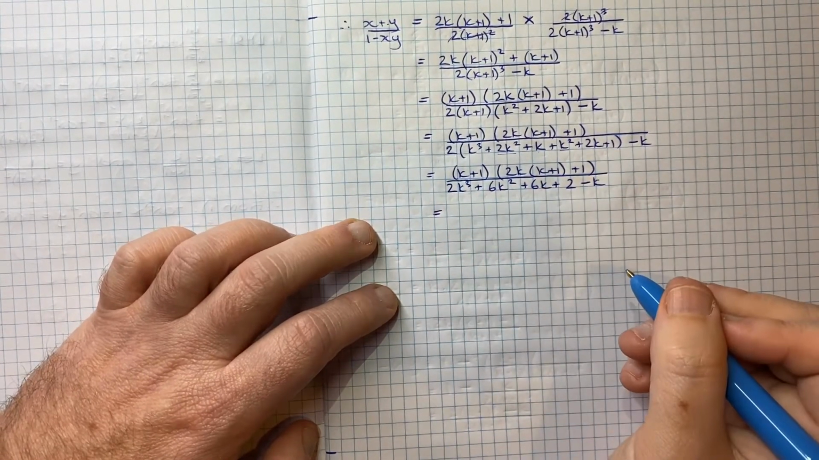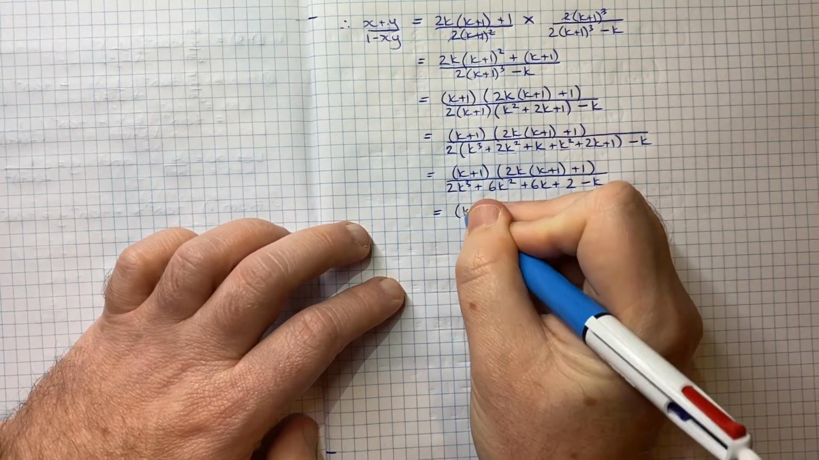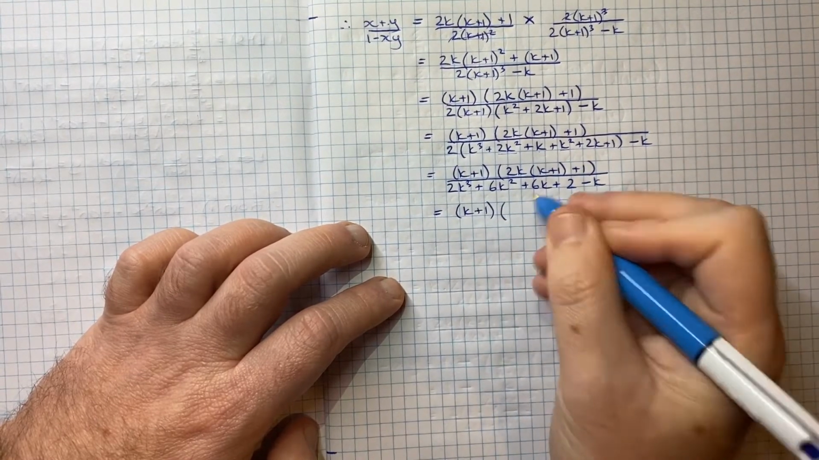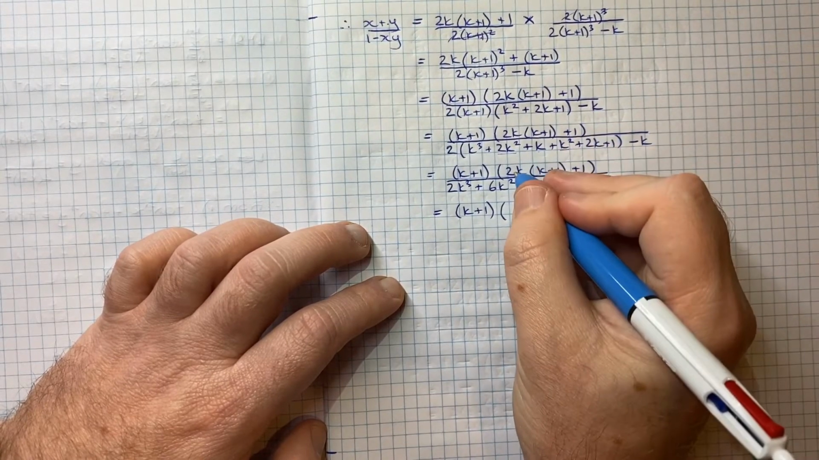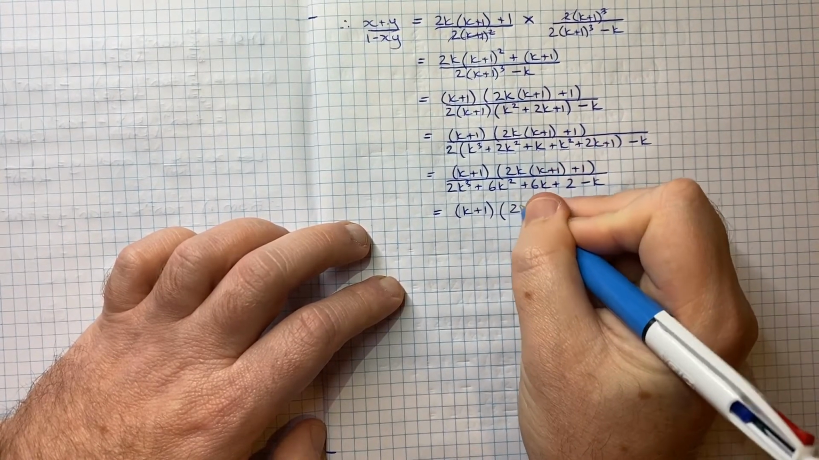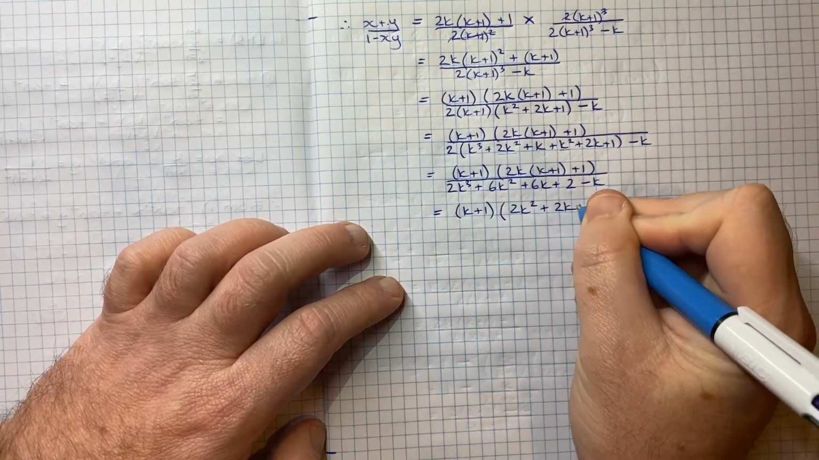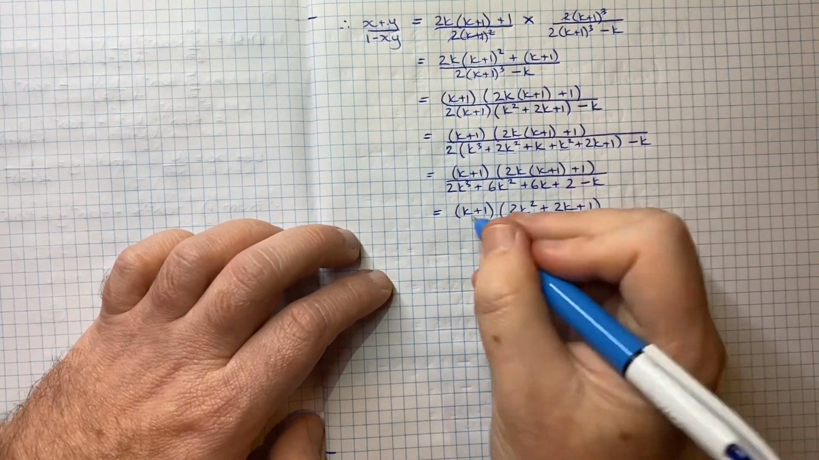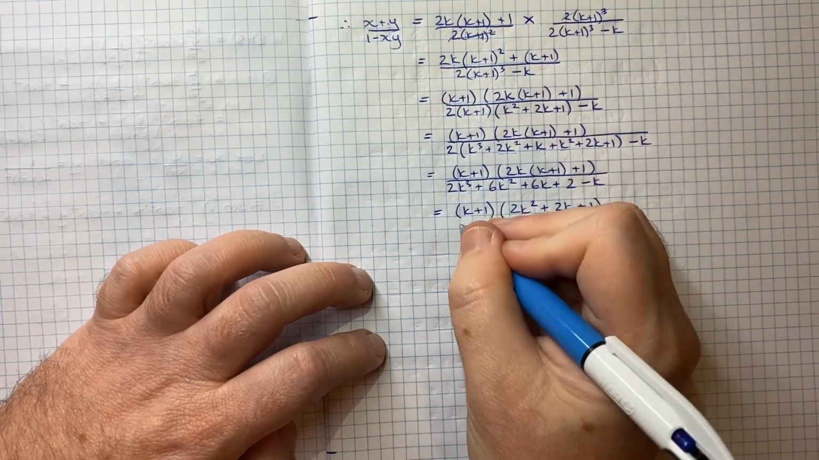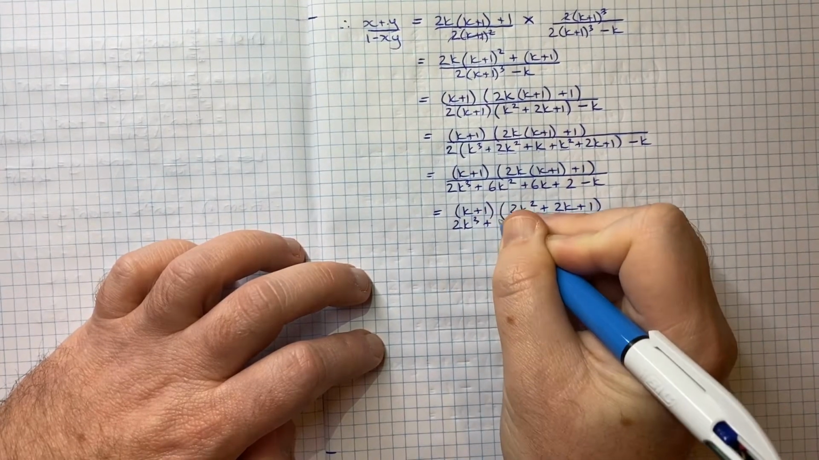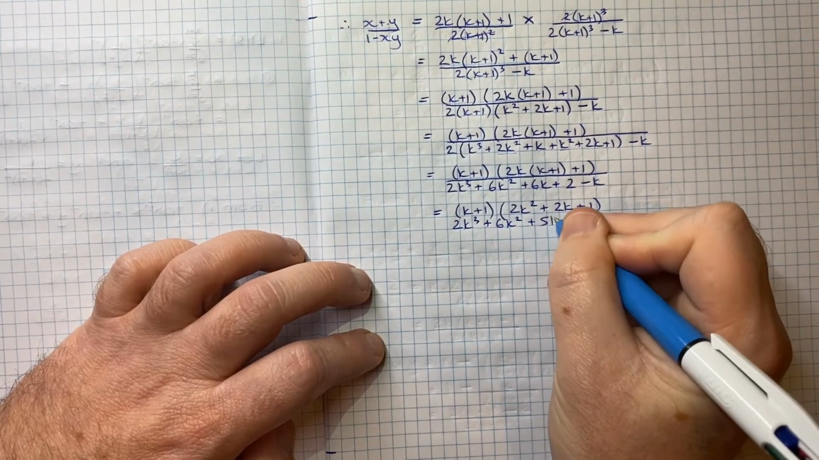And now, let's go k plus 1, and maybe here, actually, maybe this numerator, I should probably expand this. So we'll get 2k times k is 2k squared, plus 2k times 1 is 2k, plus 1. And this is all over 2k cubed plus 6k squared. And then 6k minus k would be plus 5k plus 2.